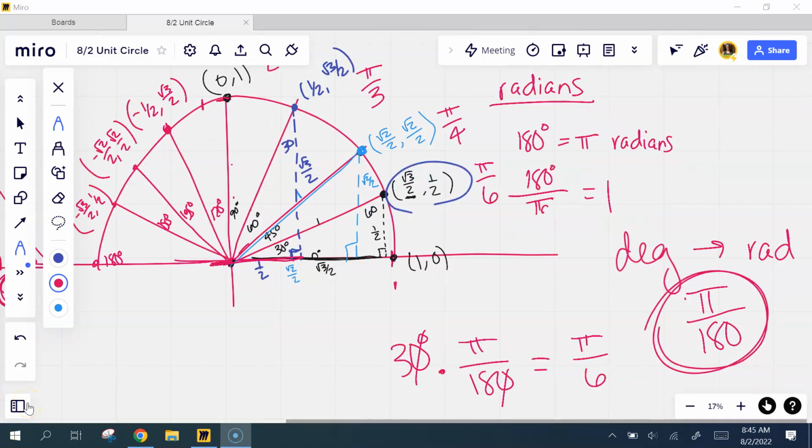How do we use it? Go ahead. I'm sorry. Ask. So, okay, for instance, at 30 degrees, if I want to convert 30 degrees to radians, I do 30 times pi over 180. So, cancel the zeros out. 3 over 18 is 1 over 6. And so you get pi over 6 radians.